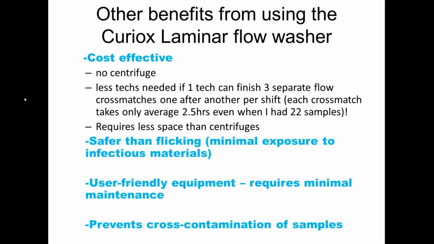There are also other benefits from using the Curiox laminar flow washer. For example, it's cost effective because it doesn't require a centrifuge. There's less tech time needed if one tech can finish 3 separate flow crossmatches, one after another per shift. Each crossmatch takes only an average of 2.5 hours, even when I had 22 samples.